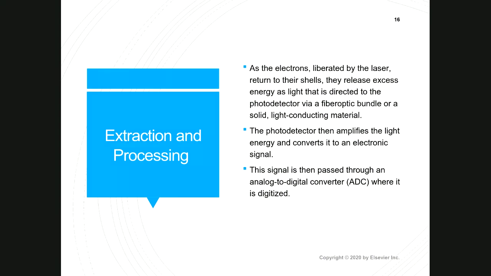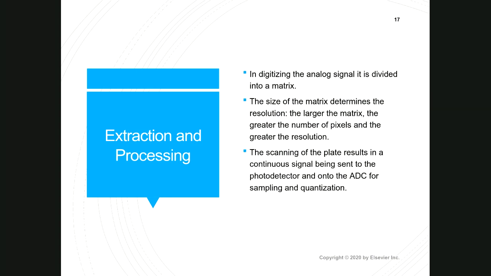Again, I know it's more information than you need, but I just want you to attempt to understand, or at least hear, how the process works. So the electrons that were released by the laser return to their shells. They release excess energy as light. Right, because we know that anytime it goes back to its shell level, it has to give off any excess energy. So it gives it off as light that's directed to the photodetector. That photodetector amplifies that light and converts it to an electronic signal. That signal passes through the analog to digital converter, and it gets digitized.